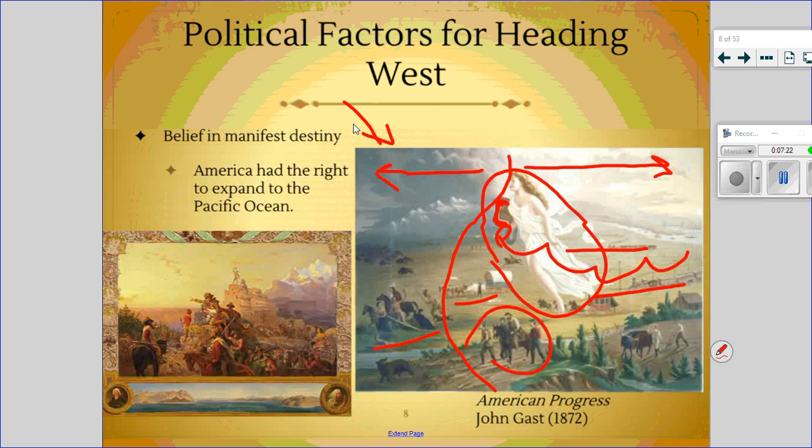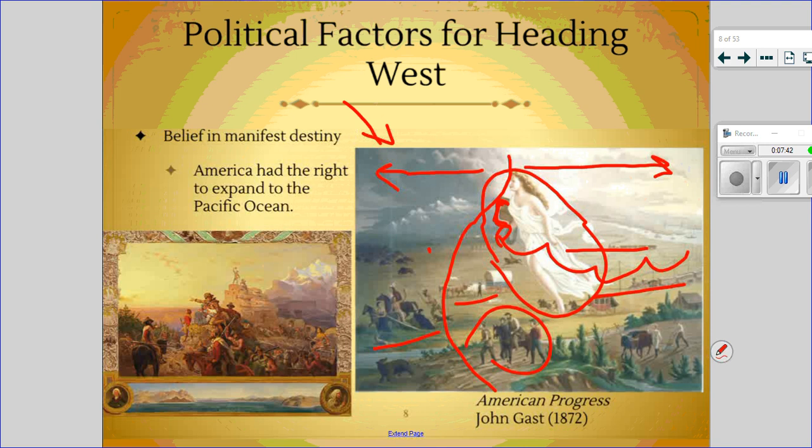But then we find gold or we find farmland on that land that we promised to them. So we violate the treaty. We break our promise to them and we write a new one. And this becomes a vicious cycle of attacking and killing Native Americans and pushing them off their land. And it's a really ugly thing.